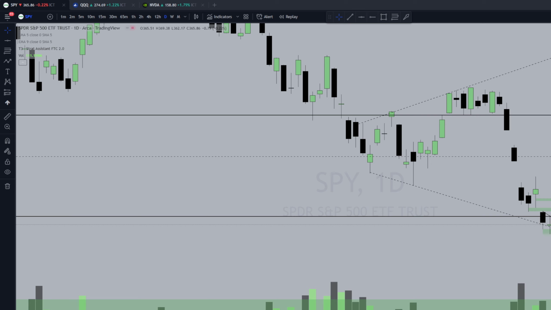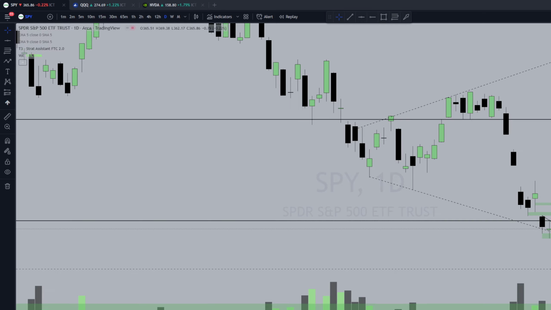But you have to look at it from a different perspective. Instead of oversold and overbought, you have to realize that in order for a move up or a move down to continue, there has to be liquidity taken out from one side or the other. And for that to happen, we're going to need to see a move back to the upside here, take out liquidity, and then go back down.